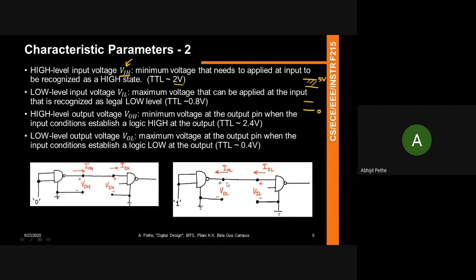Similarly, if you look at the low, if I tie the NAND gate inputs and give a 1. Remember, tying two inputs of a NAND makes it an inverter, right? So if I give a 1 at the input, then these are the ways the currents will flow, and those are the voltages.